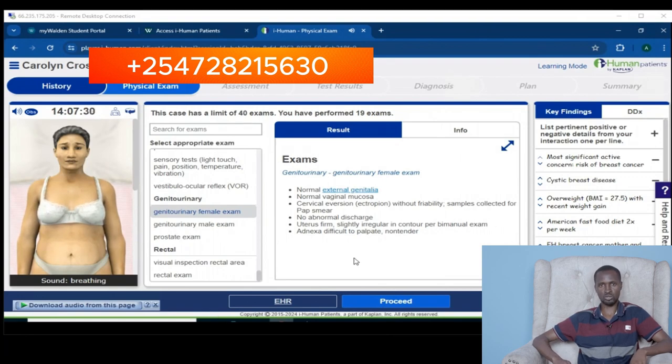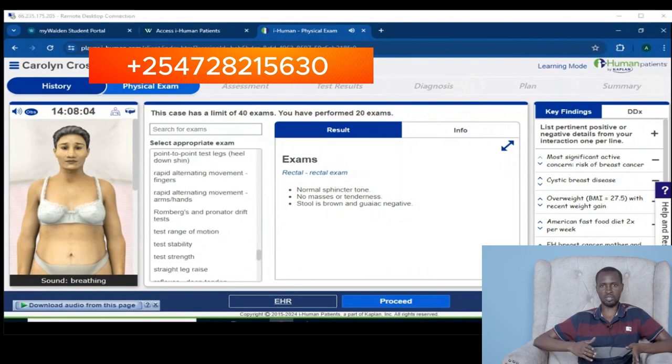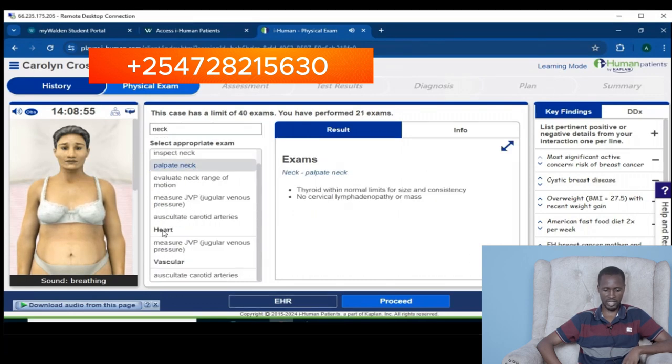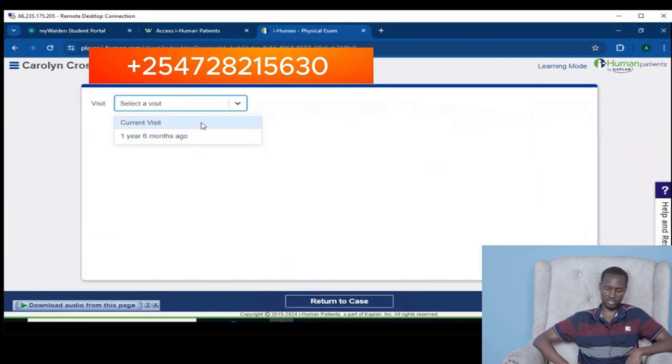Then you're also supposed to carry out a rectal exam. It's also a basic exam for nearly all adult cases, but sometimes it depends on the particular case. Then you're also supposed to palpate the neck. The response is given by the case. Then as per the heart, you're also supposed to auscultate or palpate the heart. Then once you are done with that, you go back to the EHR, that is the electronic health record, and key in your interpretation.